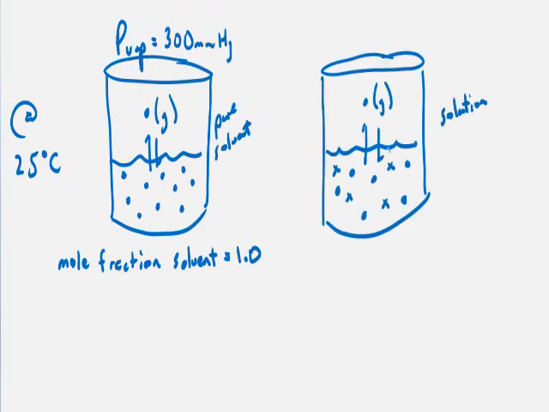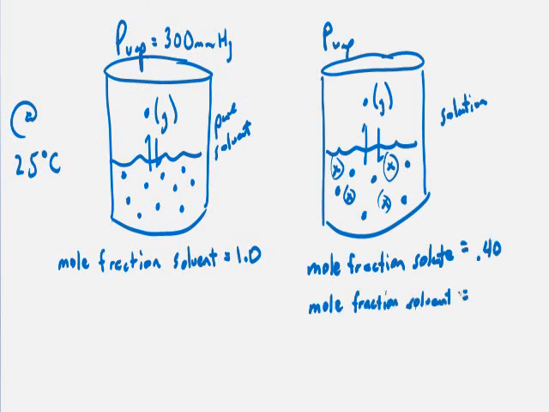When we make a solution, we're now going to have some solute particles present in our solvent. In our example, when we count the particles, 4 particles out of every 10 are solute, so the mole fraction of solute would be 0.40, leaving us with a mole fraction of 0.60.